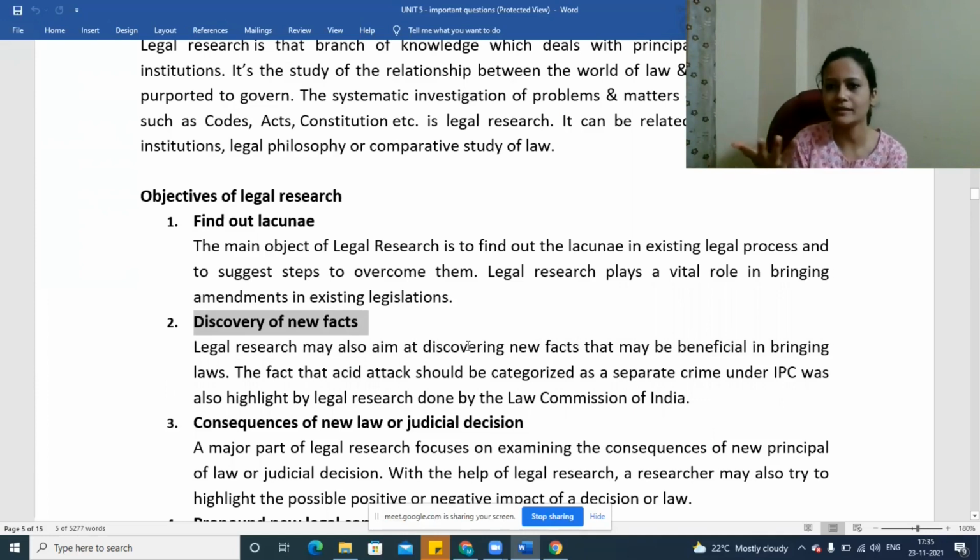Relating to acid attacks, we were not having any such provisions, but a new fact was addressed, right? The Law Commission of India put that thing in front of the government, that you need to make this a separate crime so that people will realize its seriousness, and also greater punishment can be given. This is nothing but discovery of new facts.